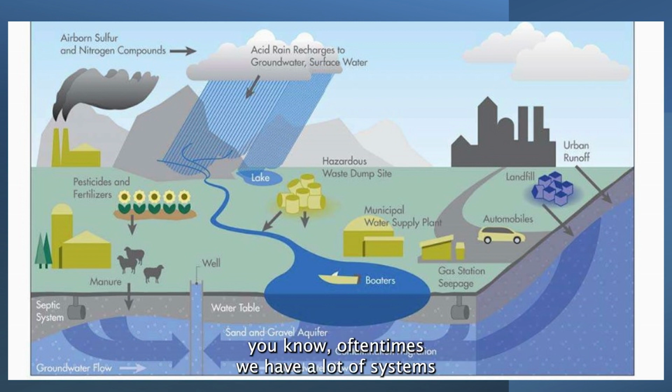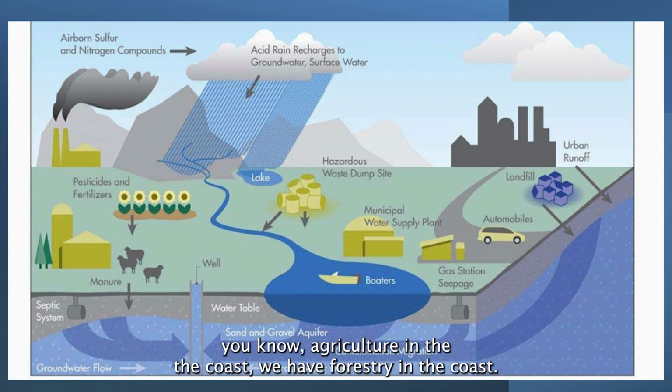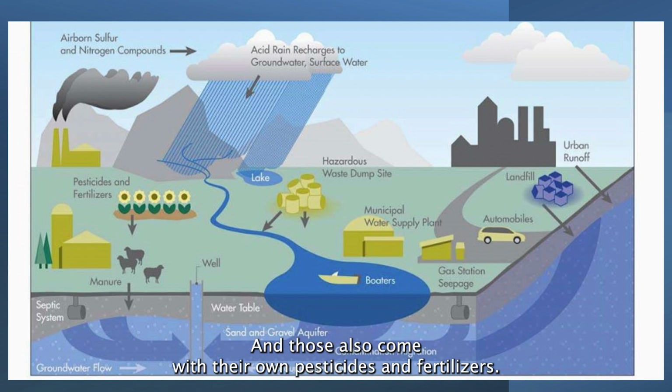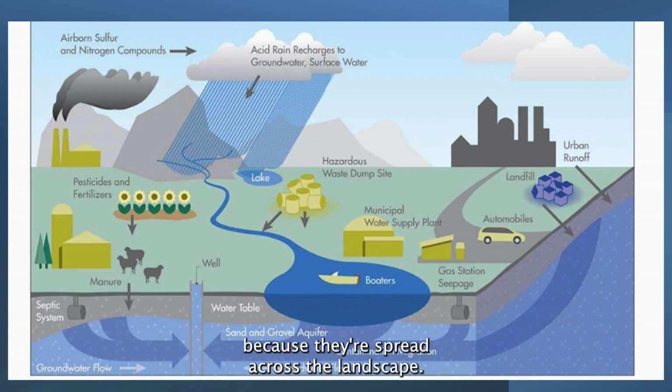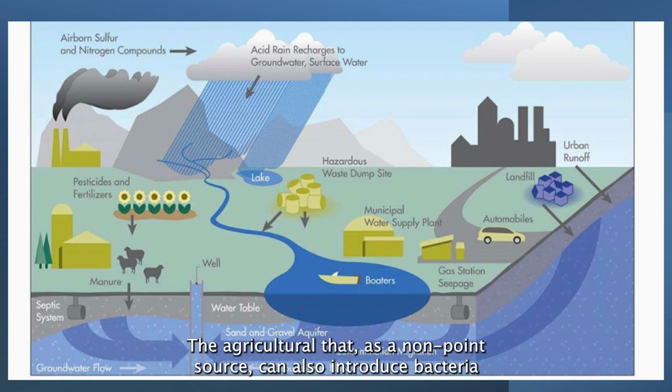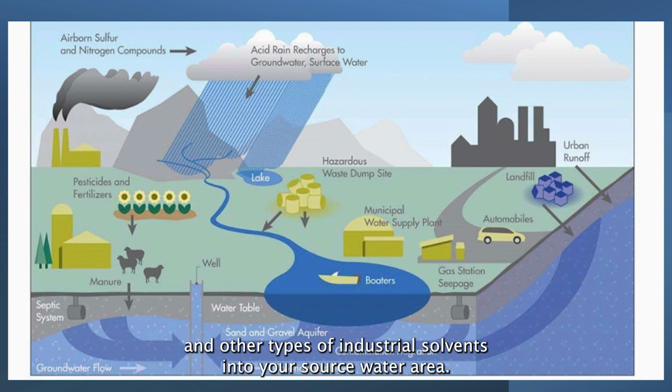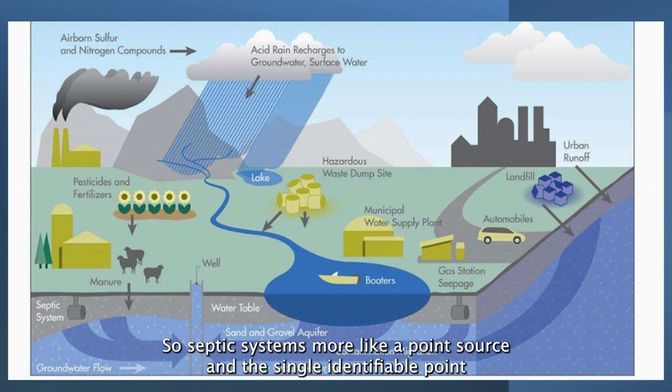have a lot of systems that have, in the bottom left, their own septic systems. We have different types of agriculture on the coast. We have forestry on the coast, and those also come with their own pesticides and fertilizers. Those are actually a non-point source because they're spread across the landscape. Manure from agriculture, as a non-point source, can also introduce bacteria and other types of industrial solvents into your source water area. So septic systems are more like a point source.